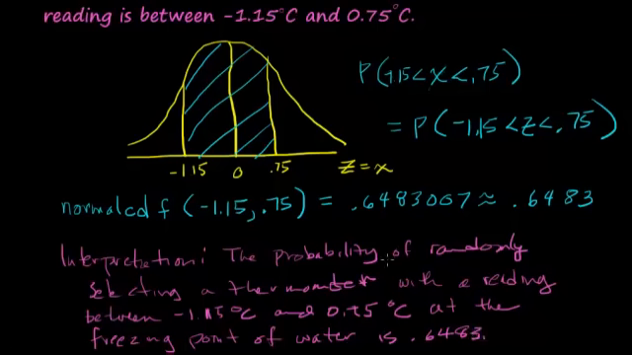Now, because we're using technology, it's important to be able to diagram what you're doing and explain in a sentence what you're doing. Otherwise, you know, the technology is doing all the hard work here for you. This is where you actually demonstrate your understanding of the probability you're trying to find and what you actually did.